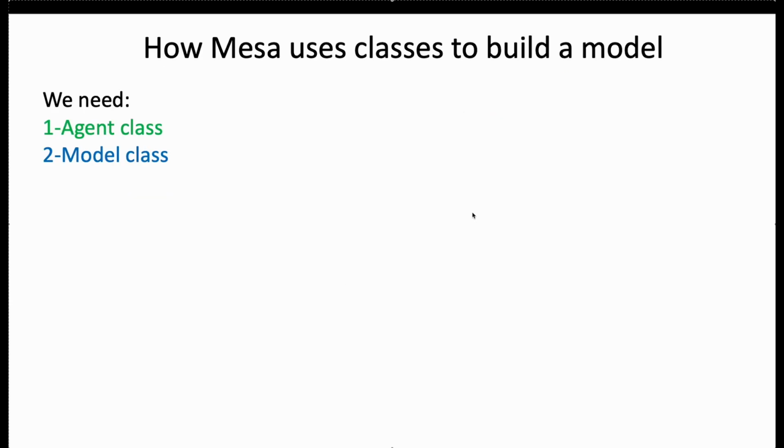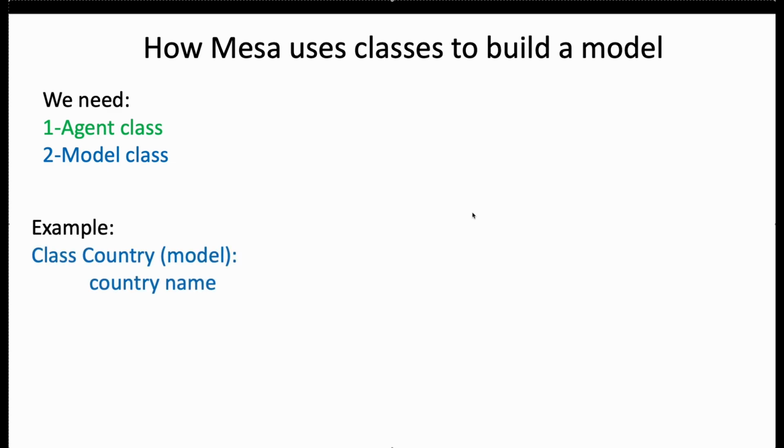Now, how Mesa uses classes to build a model. In Mesa, we have two main classes that you need to build a minimal model. The first one is called an agent class, and the second one is called a model class. Because at the end, we want to create a model that has agents inside. So these are two classes that we must have for any agent-based model to be called an agent-based model in Mesa, of course.